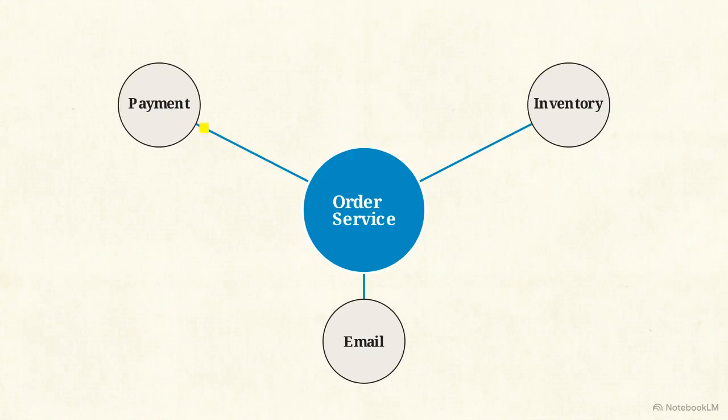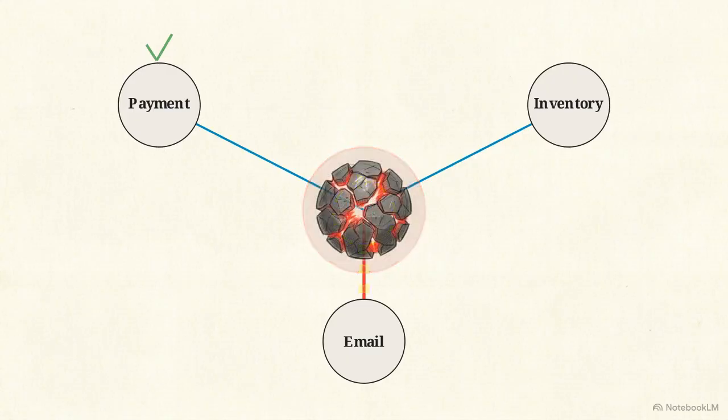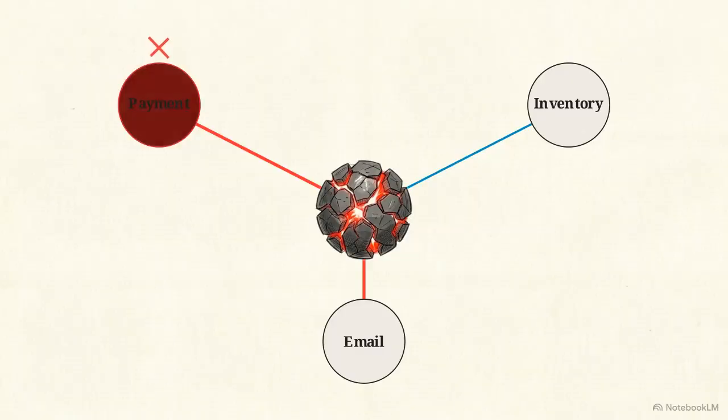It calls the payment service to process the card, the inventory service to reserve the item, and the email service to send a receipt. This request-response chain works well under ideal conditions, but watch what happens when a non-critical downstream component, like a third-party email provider, stalls out and fails to respond. Because the communication is synchronous, the order service must wait for the email confirmation before closing the transaction. The email timeout forces the central order service to hang.